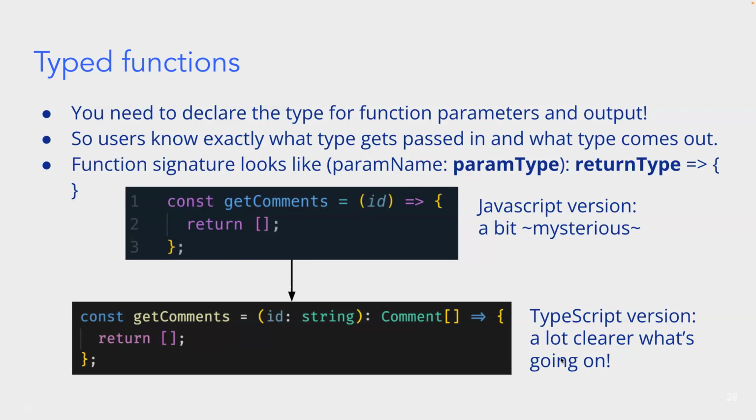So at the bottom here, we have the TypeScript version of getComments. In the TypeScript version, it's a lot clearer what's going on because it's obvious that ID, the parameter you're passing in, is of type string. So you know exactly that you have to pass in a string into this function. And also getComments returns an array of comments. And so TypeScript makes your functions a lot more type safe and a lot easier to read.